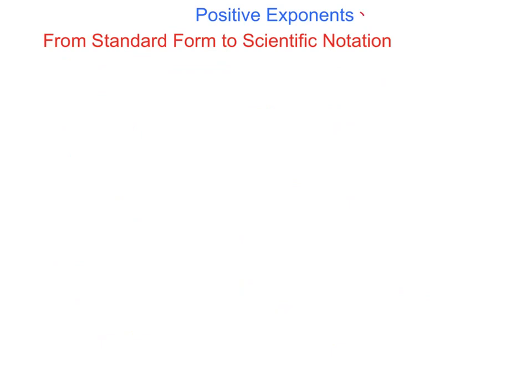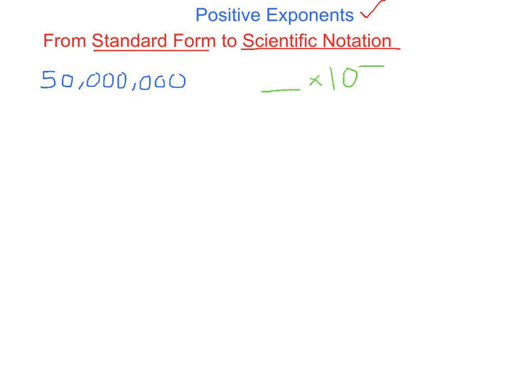Now, still dealing with positive exponents, we're going to go backwards. I'll give you a number in standard form, and we have to change it to scientific notation. So let's look at our first example. 50 million. So how can we write this in scientific notation? Well, I know it's always a number times 10 and then to the power of something. So we always have times 10.